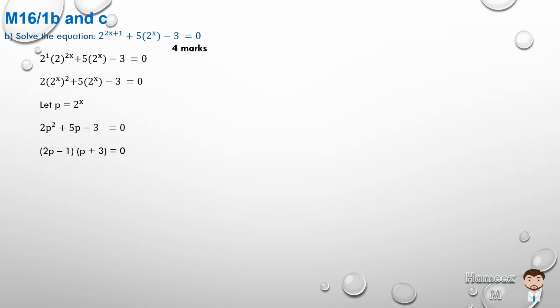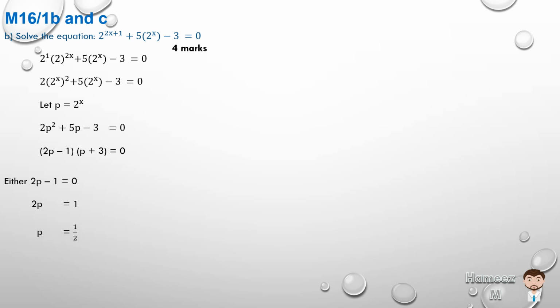So we've simplified the equation. It now looks like a simple quadratic, and we can solve for that. And that will give us (2p minus 1) times (p plus 3) is equal to 0. Either 2p minus 1 is equal to 0, which means 2p is equal to 1, so p is equal to a half.